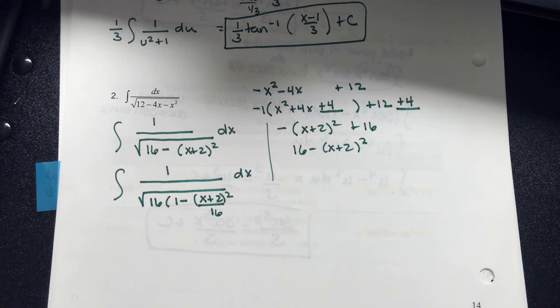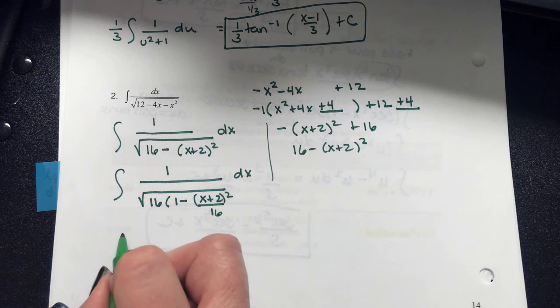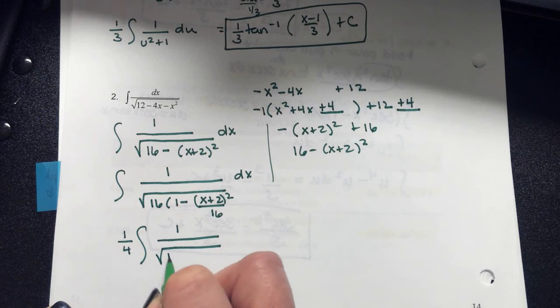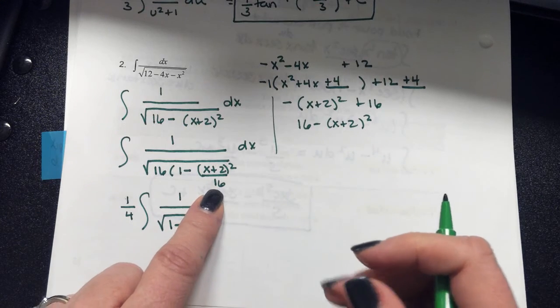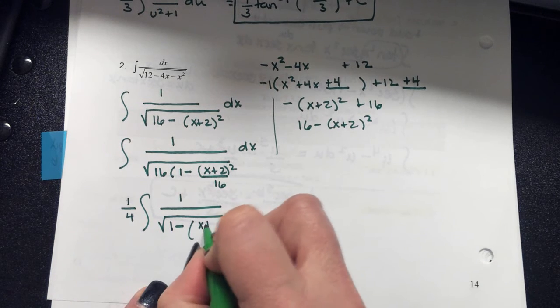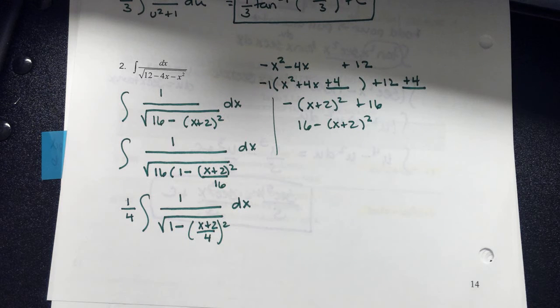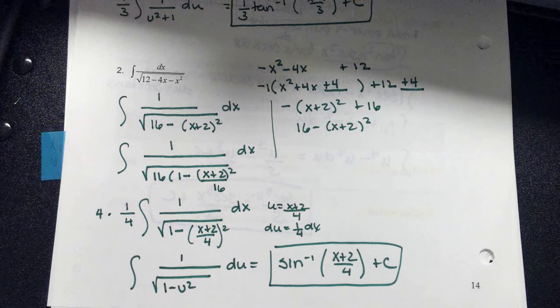What constant can I pull out of this integral? I can pull out a what? 1/4. So I have 1/4 times my integral of 1 over the square root of 1 minus, again, remember this has to be a base to the second power, so I can write this as x plus 2 over 4 squared dx. Now what? U sub, go ahead and finish it for me. So hopefully we came up with the inverse sine of x plus 2 over 4 plus c.